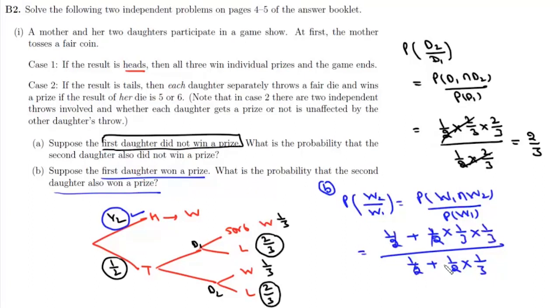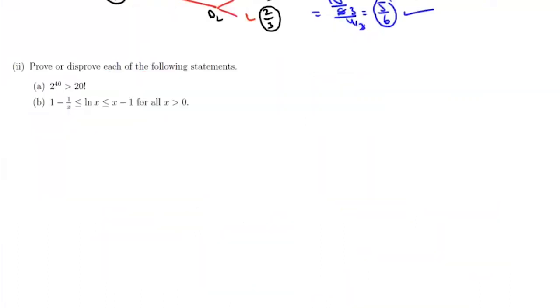Now this 1 by 2 will cancel, so we'll get 1 plus 1 by 9, and there will be 10 by 9, divided by 1 plus 1 by 3, and there will be 4 by 3. Now this will be simply 5 by 6. So the probability that the second daughter also won a prize, provided the first daughter wins it, is 5 by 6.